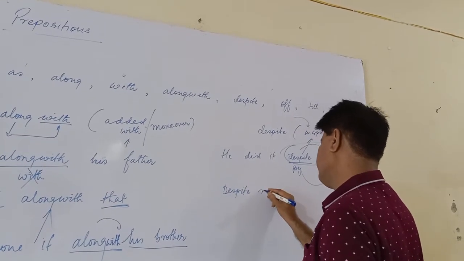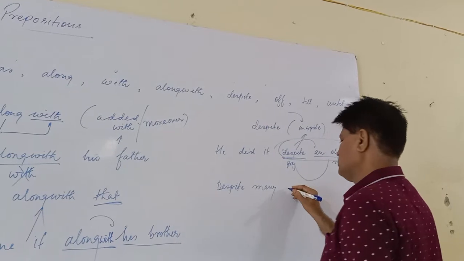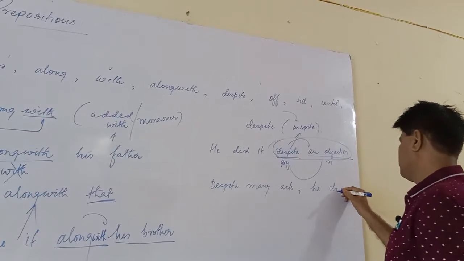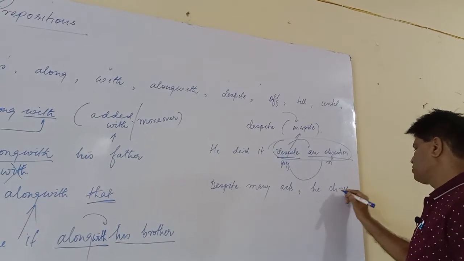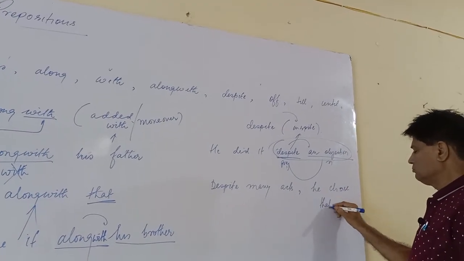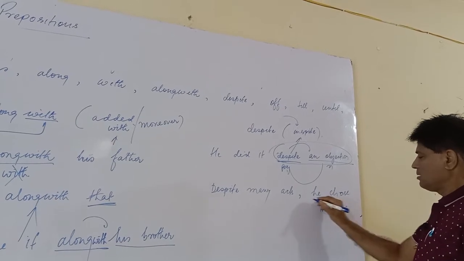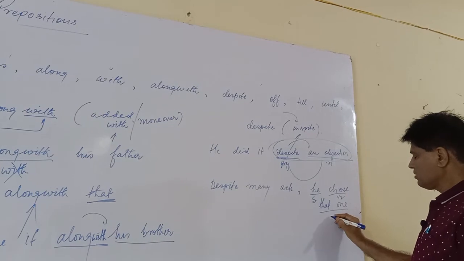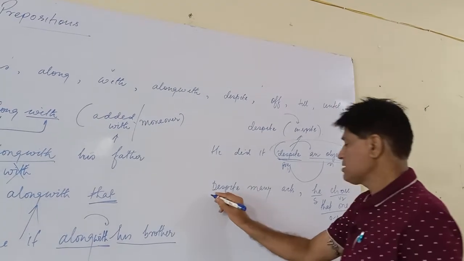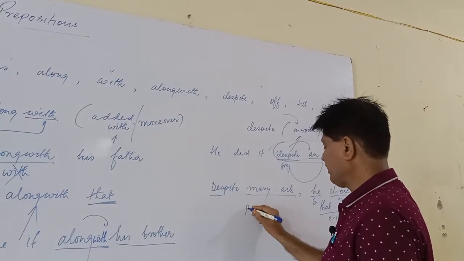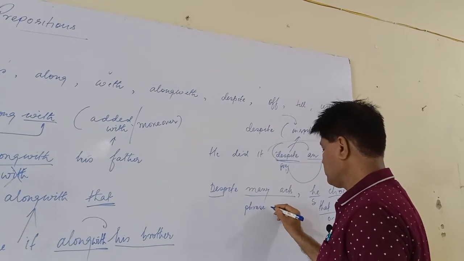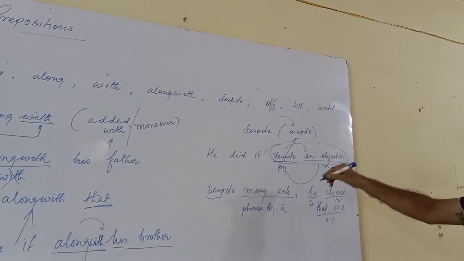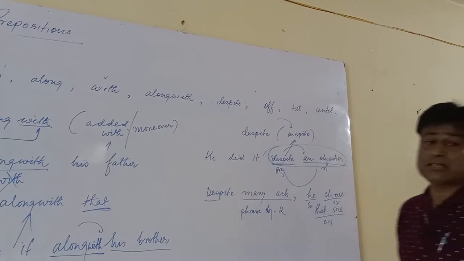Despite many acts, he chose that one. So it defines he is a subject, chose is a verb two, that one is object one, and despite many acts defines the phrase object, object number two. Despite is used in the case of in spite.